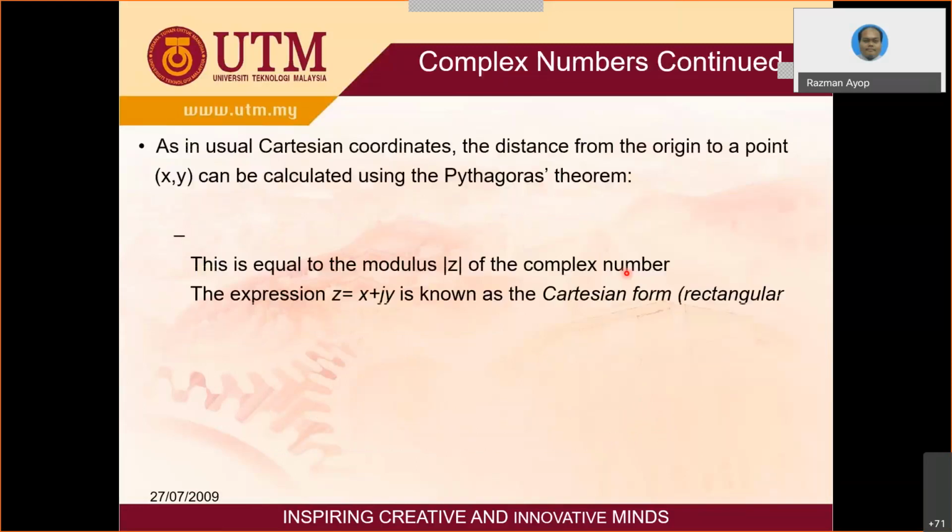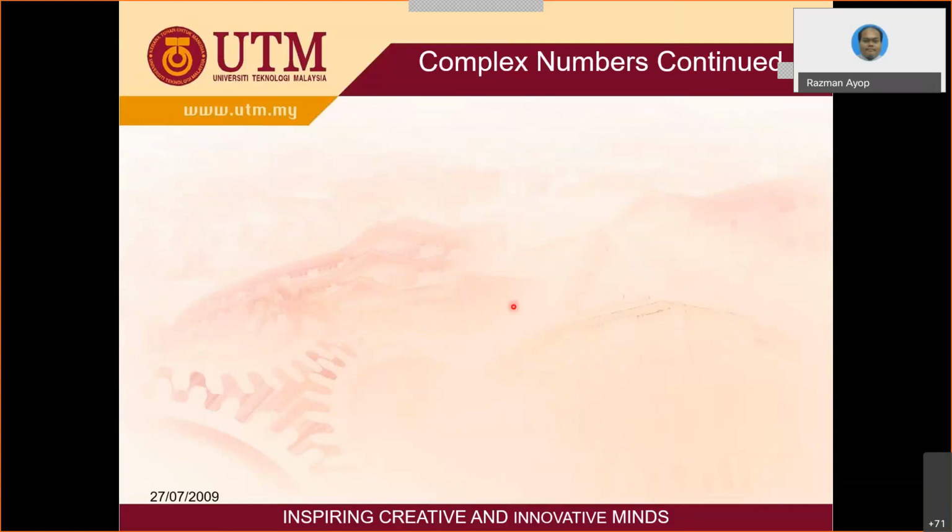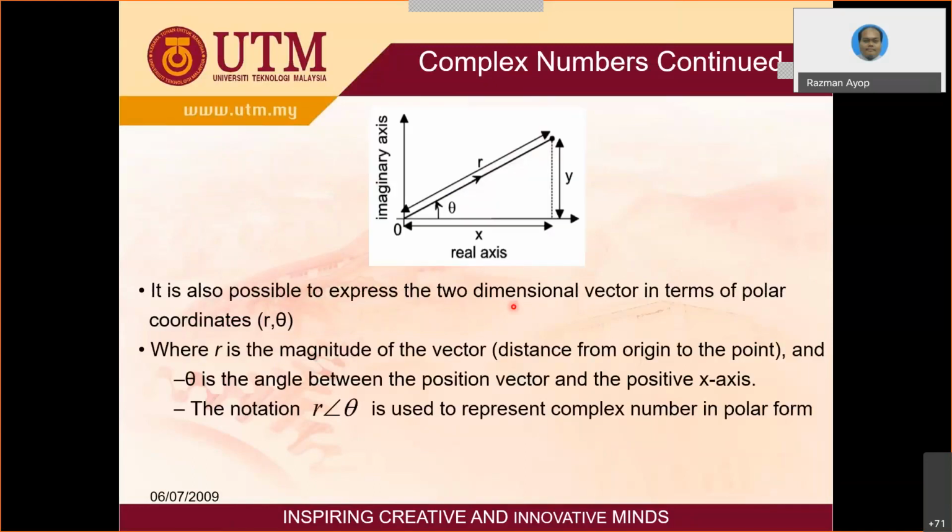So we continue. You need to know how to convert a complex number from the rectangular form to the polar form. This is the polar form, with the modulus of z. So you have two forms: either x plus jy, or r and the radius.